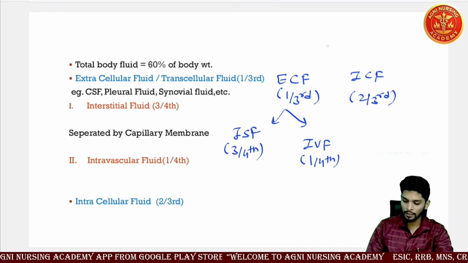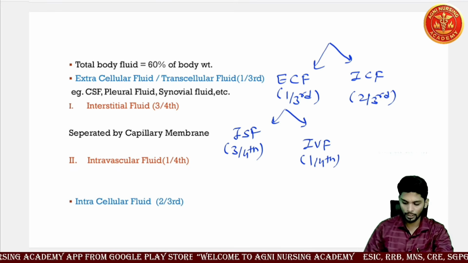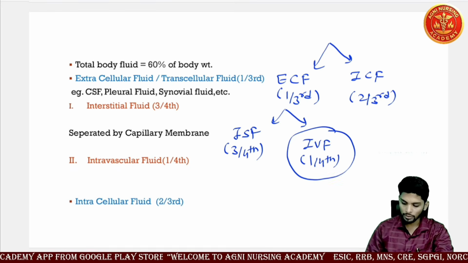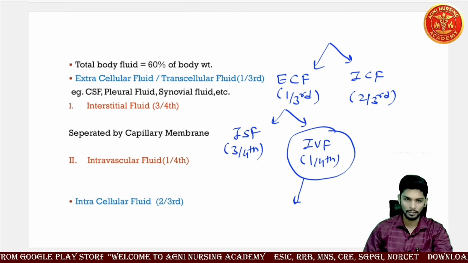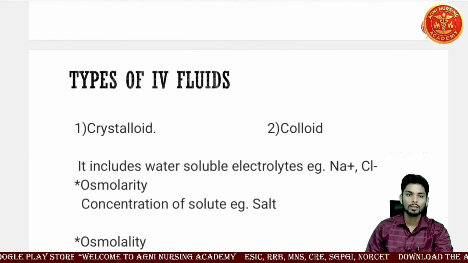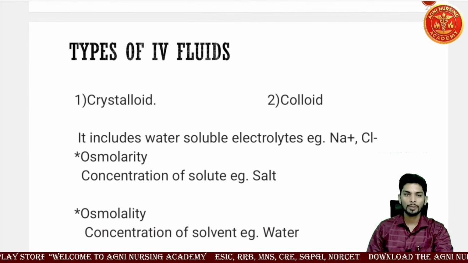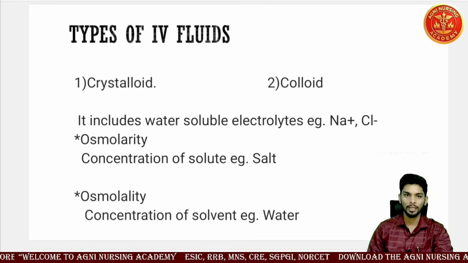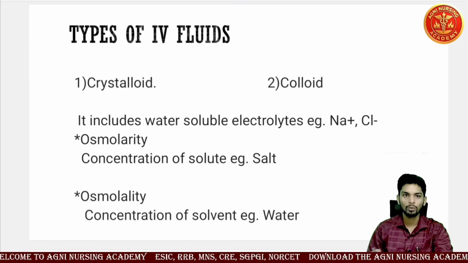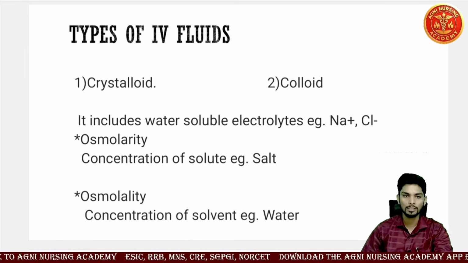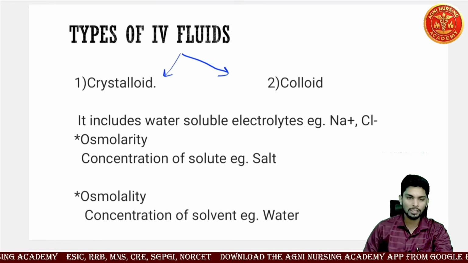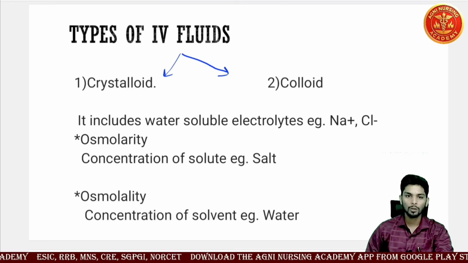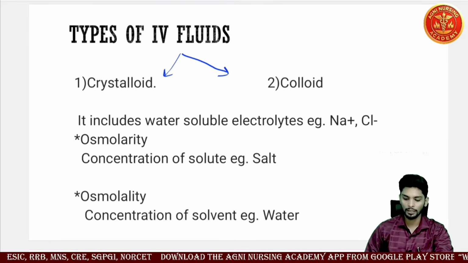Another one is intracellular fluid. So we will discuss this intravascular fluid, that is IV fluids. Let us see. The fluid which is present inside the vessels is known as intravascular fluid. So what are the types of intravascular fluids? Majorly there are two types of intravascular fluids. First one is crystalloid, another one is colloid. So one by one we will discuss in detail.